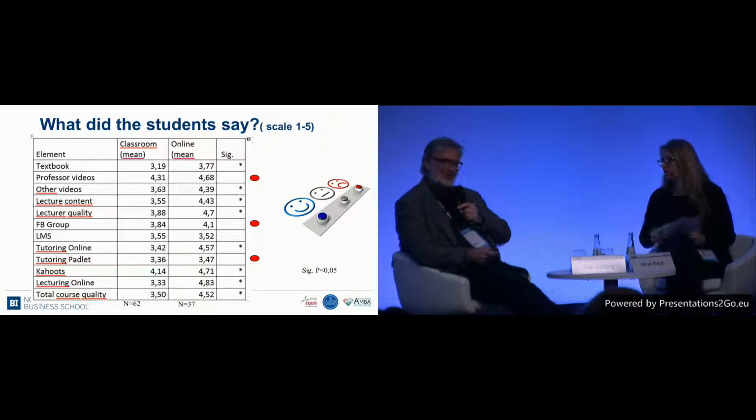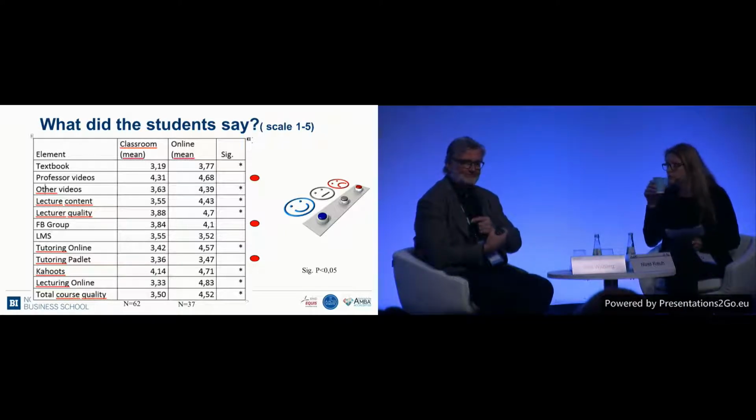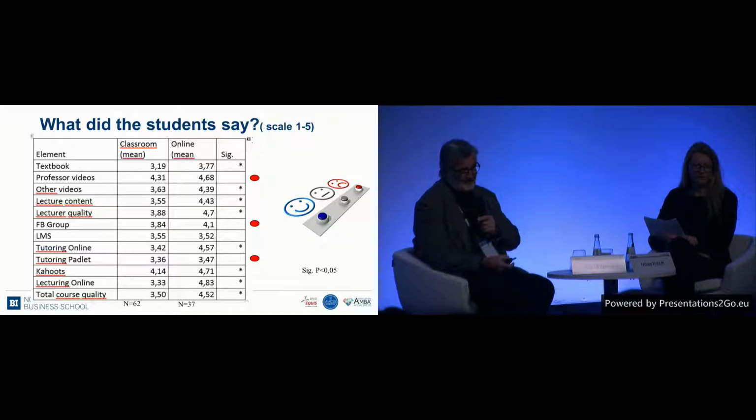Now, what did the students say? I made this survey, and as you can see there's a scale from 1 to 5. I noted some of them with a red dot, and those marked with an asterisk, I could say with a t-test that there's a significant difference. The textbook was something the online people liked better than the classroom people.